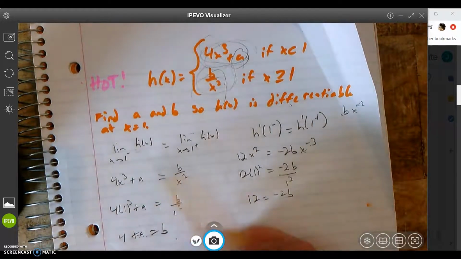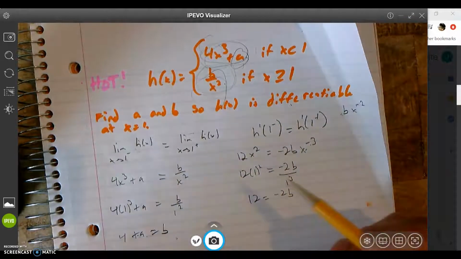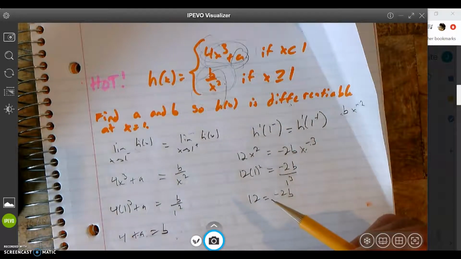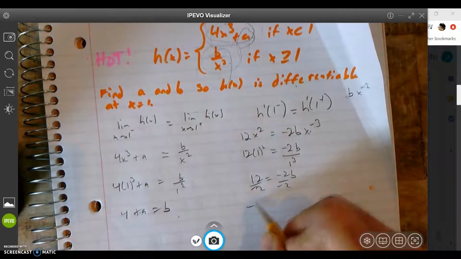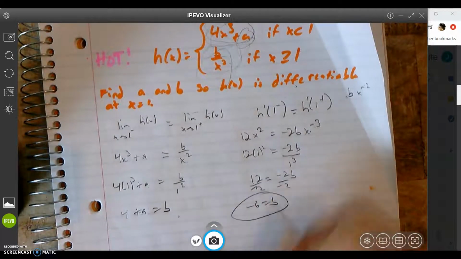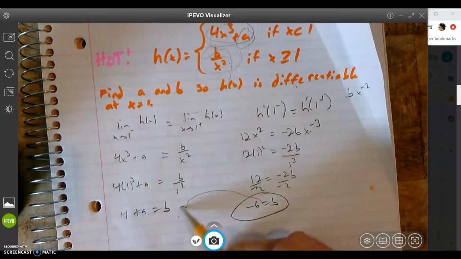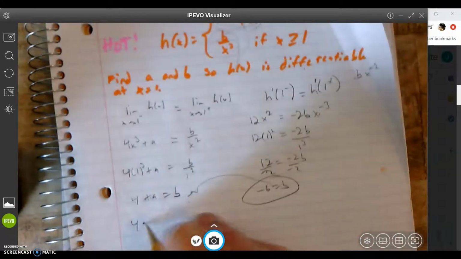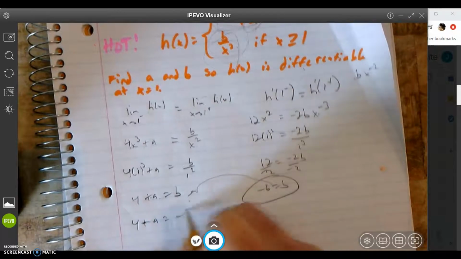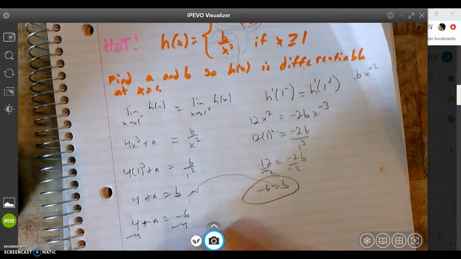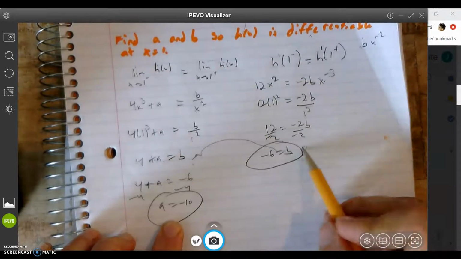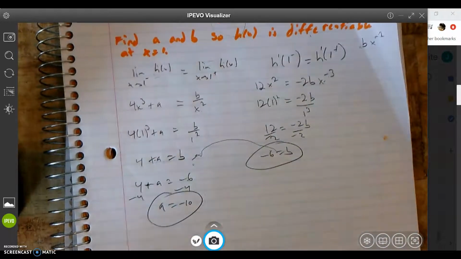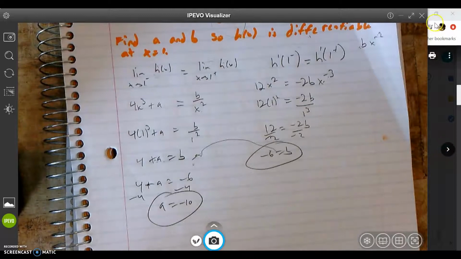So with the limits being equal and the derivatives being equal, when you plug in 1, that's how you can find out what value a and b are to make it differentiable. So divide by negative 2, negative 6 equals b. So I'm plugging that in here. 4 plus a equals negative 6 minus 4. A equals negative 10. So a is negative 10 and b is negative 6. Cool. All right.